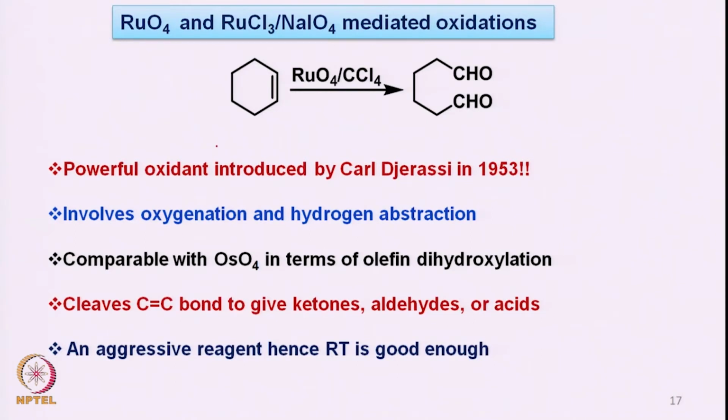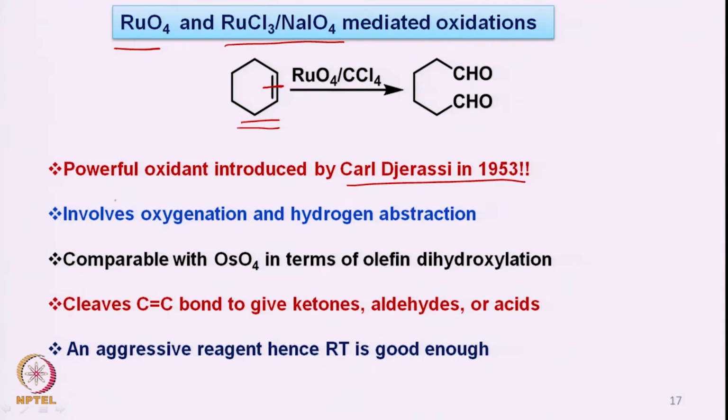Now, we will move on to a new oxidizing agent, which is ruthenium tetroxide, or we can also use a combination of ruthenium trichloride and sodium metaperiodate. But let us first see what was initially done. It was found by Carl Djerassi in 1953 that olefins can be cleaved, the C=C bond can be cleaved, using ruthenium tetroxide in carbon tetrachloride.